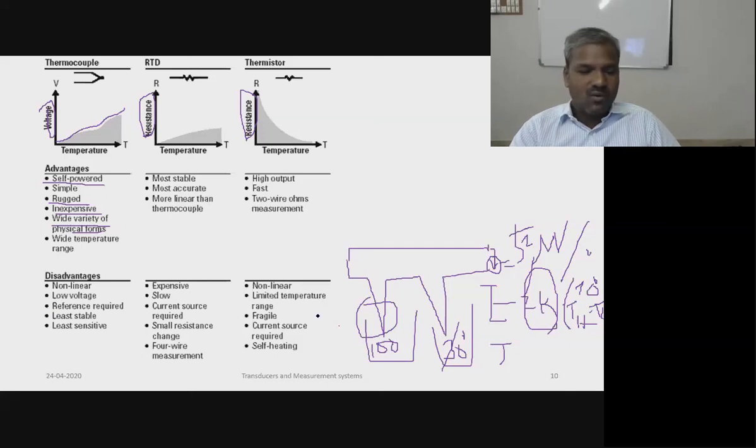So this is the major drawback with the thermocouple: it requires the cold junction reference. Reference junction compensation is required. This is not stable, it is the least sensitive, and it is not showing the output very quickly. Whereas the RTD is mostly linear, mostly stable, and also accurate when compared with the thermocouple, and more linear than the thermocouple.